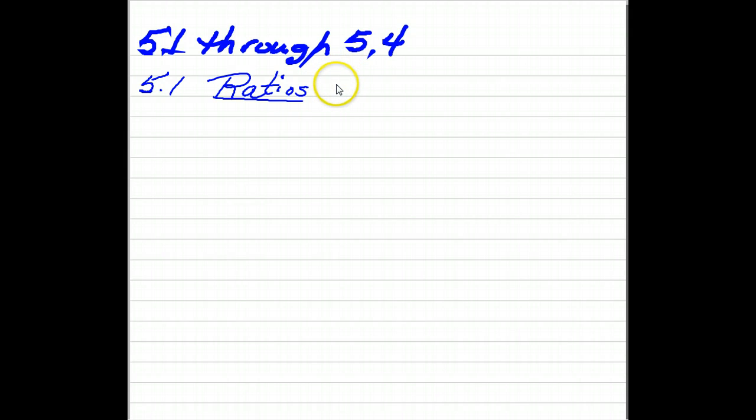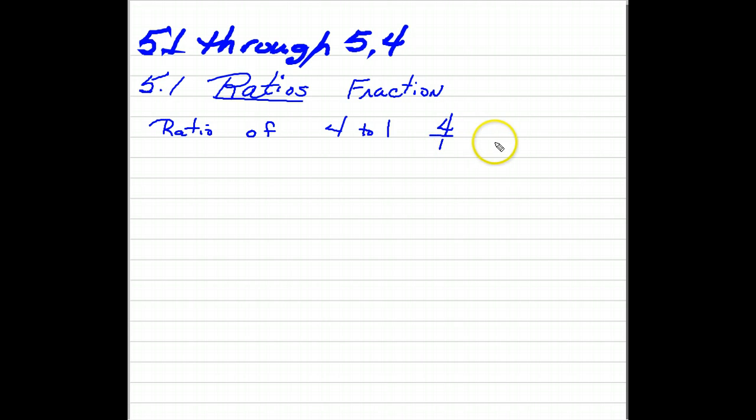5.1 is over ratios. A ratio is a fraction. If a problem says to give the ratio of two numbers, the ratio of 4 to 1 is the fraction 4 over 1. Don't simplify it into 4. You leave it as 4 to 1. Okay, if it's a ratio of 3 to 2, you would put 3 over 2.